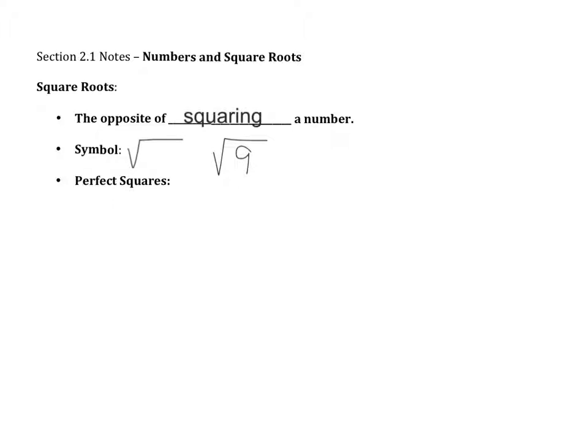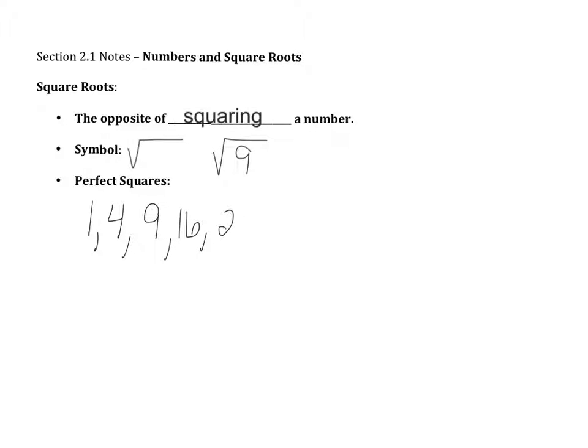And it's always good to know the first few numbers that are perfect squares. A perfect square is when you take a number and you square it, that answer is a perfect square. So for example, if I square 1, 1 times 1 is 1. So 1 is a perfect square. If I square 2, 2 times 2 is 4. So 4 is a perfect square. 3 times 3 is 9. So 9 is a perfect square. 4 times 4, 4 squared, is 16. 16 is a perfect square.